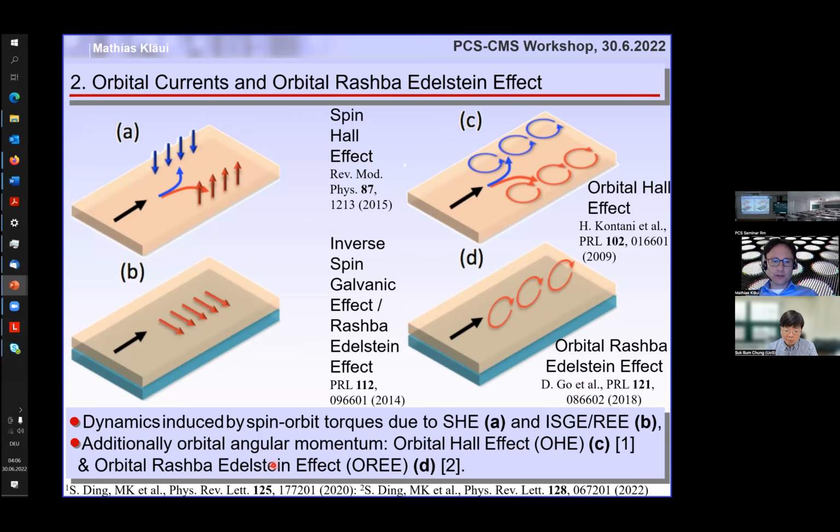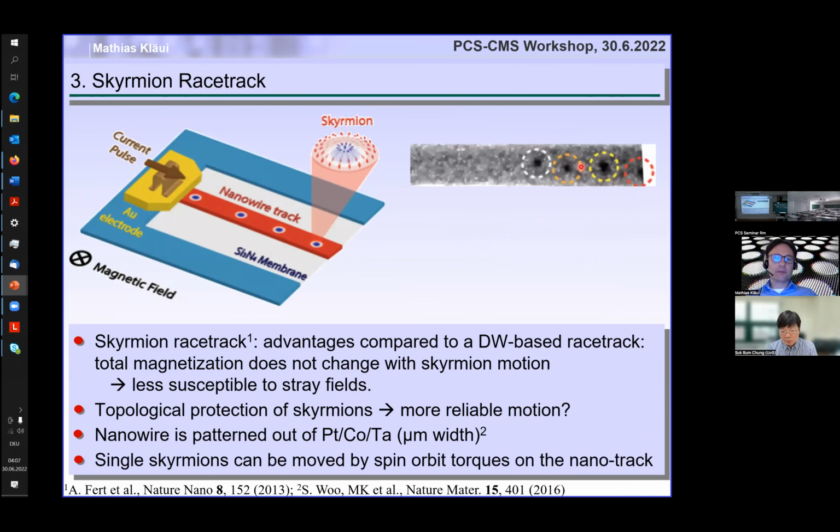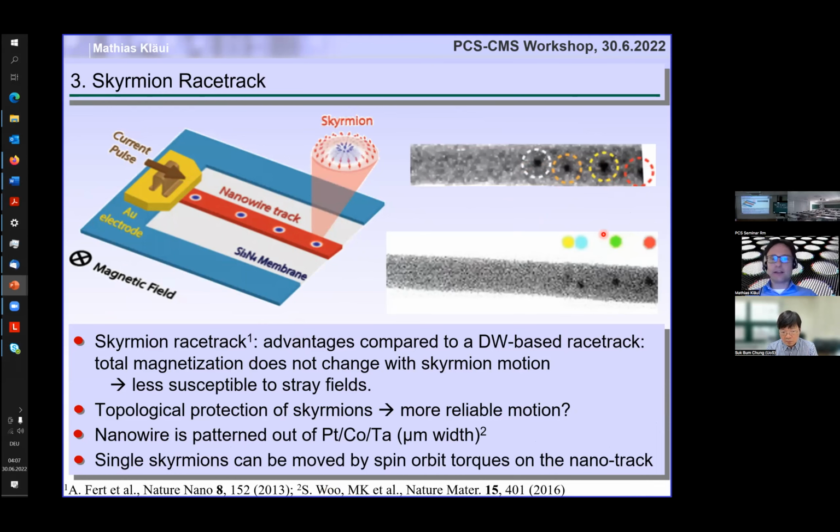Now, I'm not going to go into a lot of detail, but essentially we observed both the orbital Hall effect as well as the orbital Rashba-Edelstein effect in these two papers here. If you're interested, have a look. And I'm also very happy to share the slides. Now, we want to use these effects to manipulate magnetization, and in particular to manipulate skyrmions. So here is some early work that we did a few years ago, where a Korean student, Seung-Hoon Woo, drew this very nice picture of a skyrmion racetrack, where he put the skyrmions into a nanowire and then injected currents to move the skyrmions back and forth. Now he then did the experiment, and we started with these 4 skyrmions here and injected current, and yes, it works.